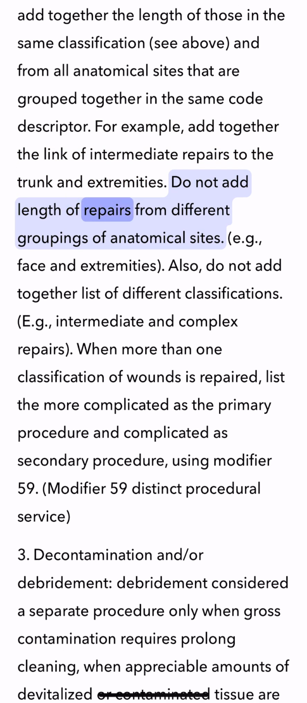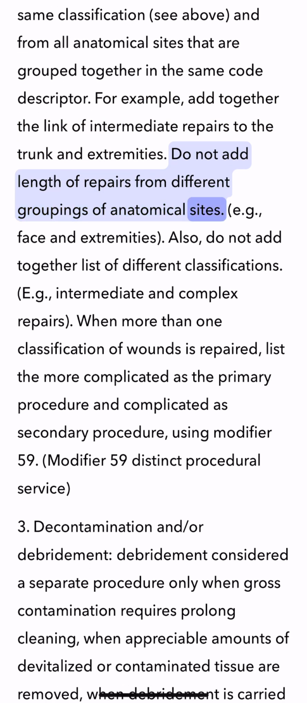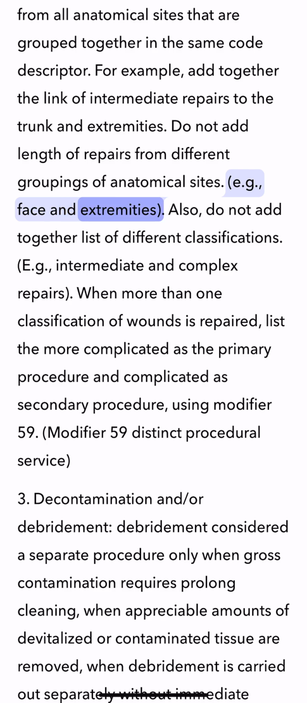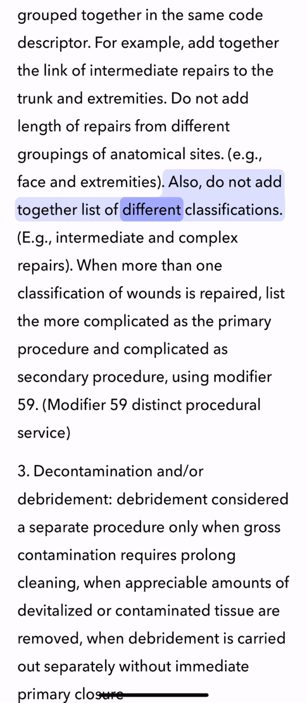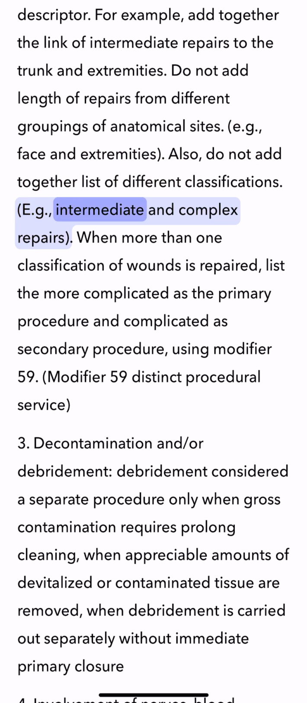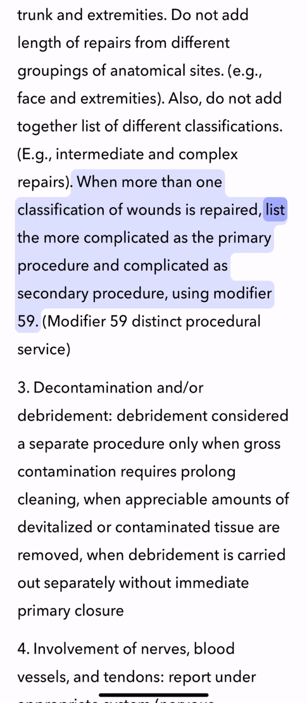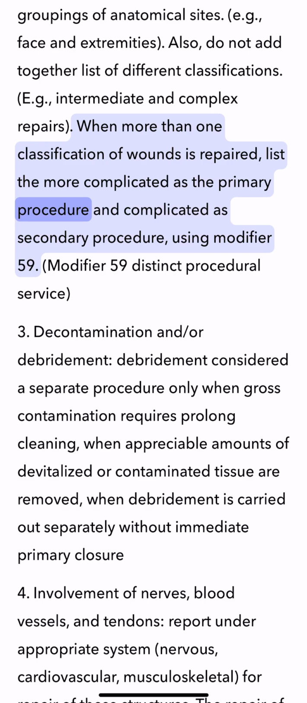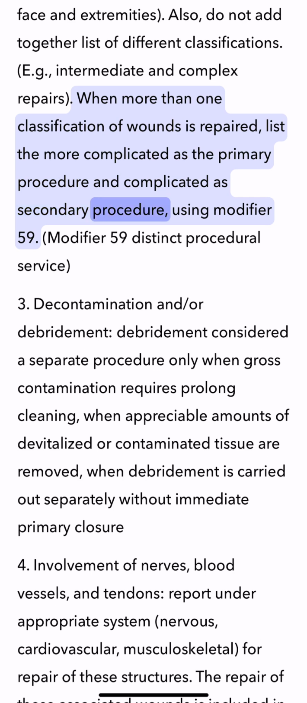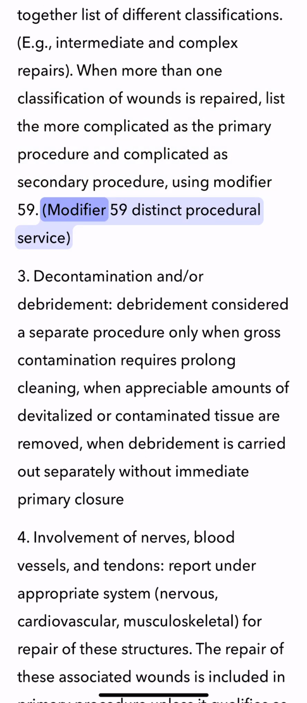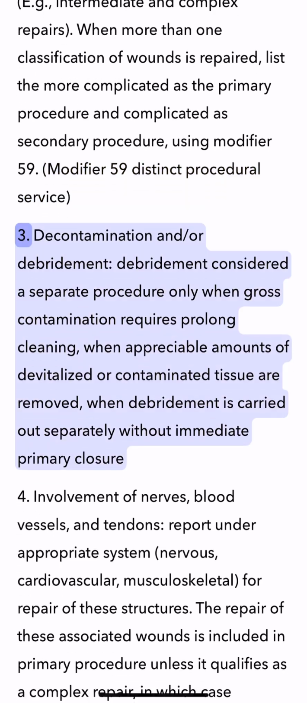Do not add the length of repairs from different groupings of anatomical sites, for example, face and extremities. Also, do not add together repairs of different classifications, for example, intermediate and complex repairs. When more than one classification of wounds is repaired, list the more complicated as the primary procedure and the less complicated as the secondary procedure, using Modifier 59. Modifier 59, Distinct Procedural Service.